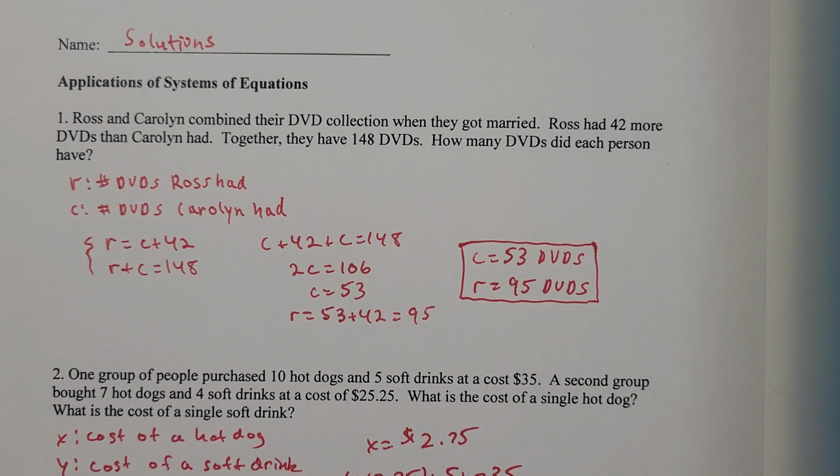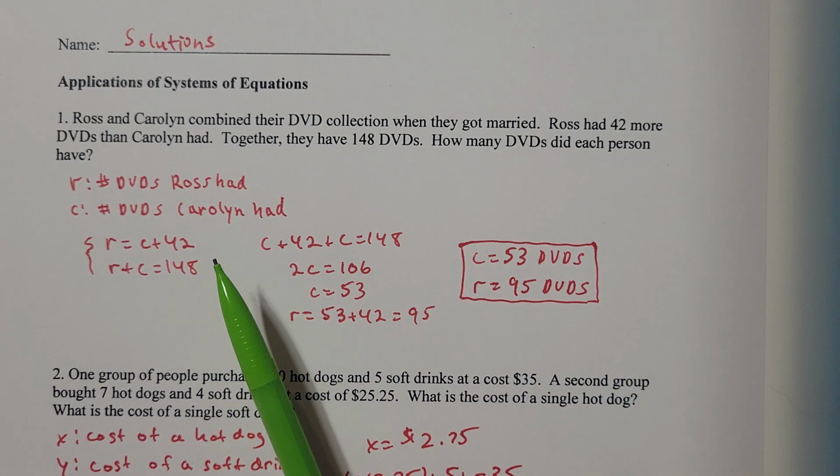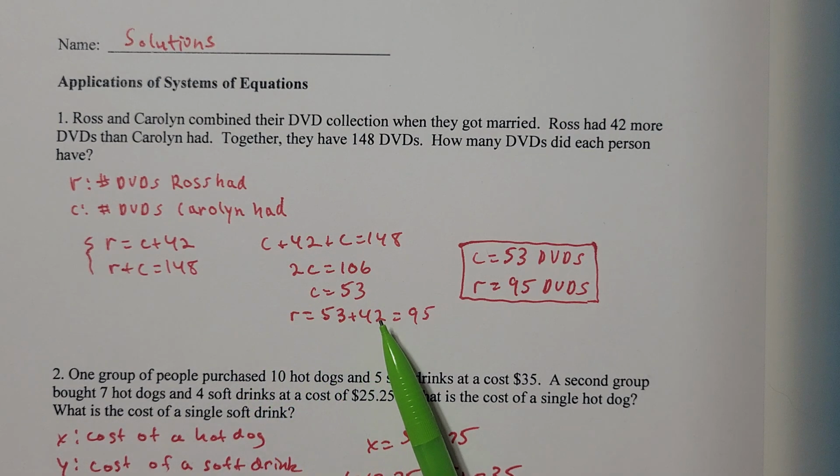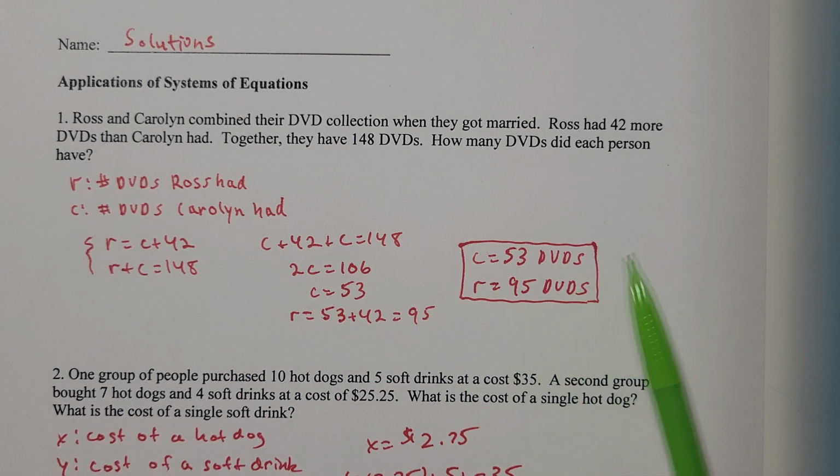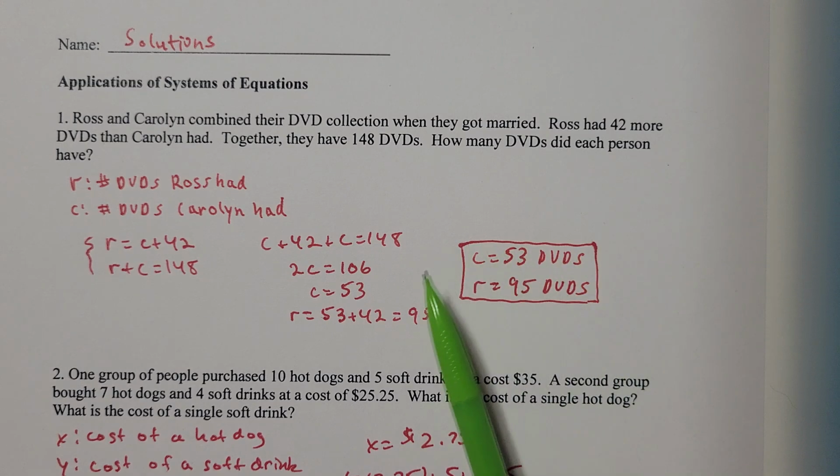So Carolyn had 53 DVDs. Ross had 42 more DVDs than that. So 53 plus 42 would be 95 DVDs. Okay, and that's going to be my answer there.